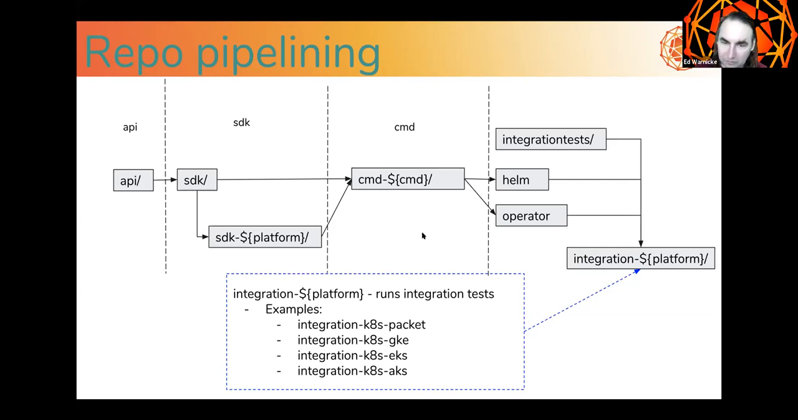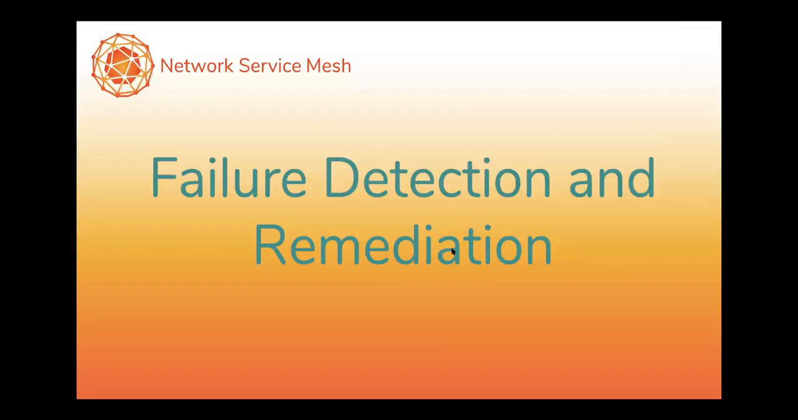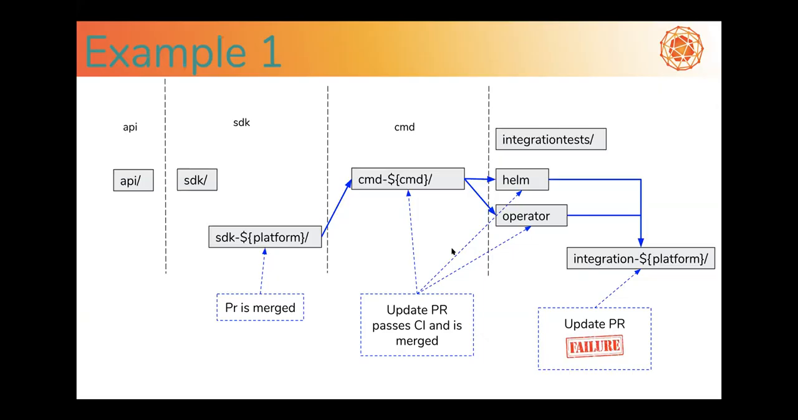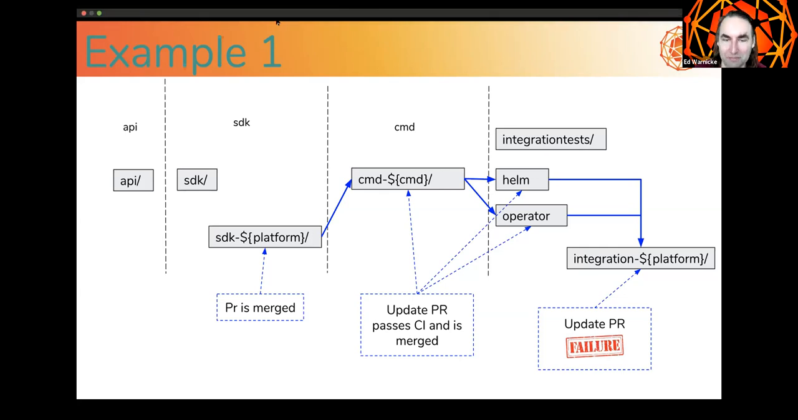Okay. Cool. But should we move forward? Yeah. So I wanted to talk a little bit about failure detection and remediation, because this is a natural question. We talked a little bit earlier about the case where you're legitimately going to have to go and clean up the next step in the system. So you make a change to the API, you're going to have to clean up the SDK. But this is the case where legitimately you broke something, right?